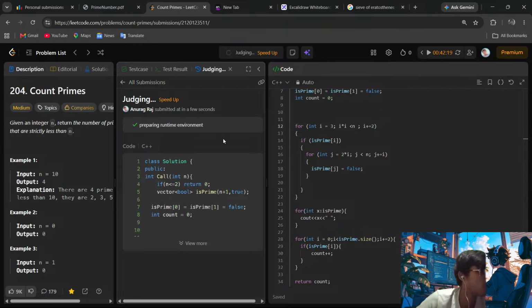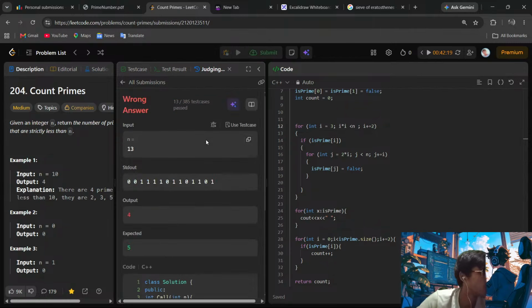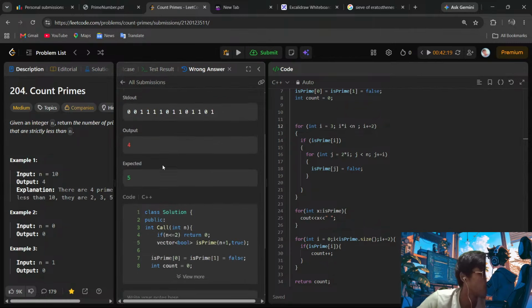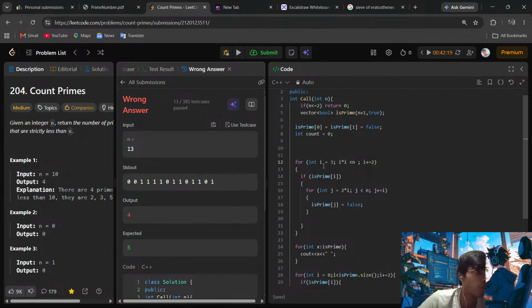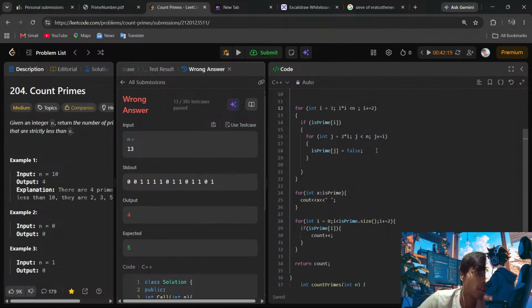But if we count, it's wrong. 2, 3, and this is 0, 1, 2, 3. 4 is not a prime number. Why did I get 4 to be a prime number? I have to start it from this point and multiply it with this. And I got 4 here.